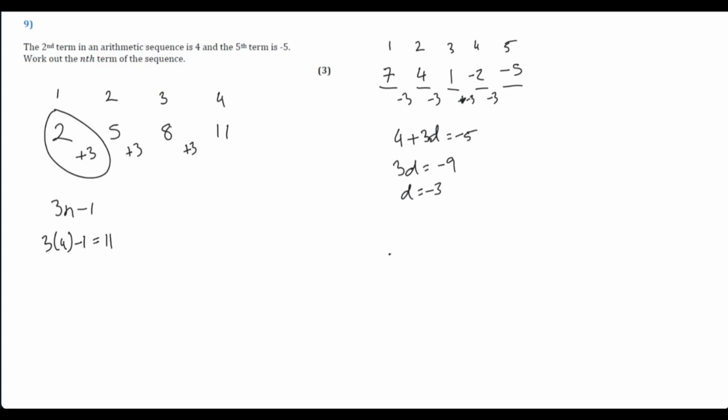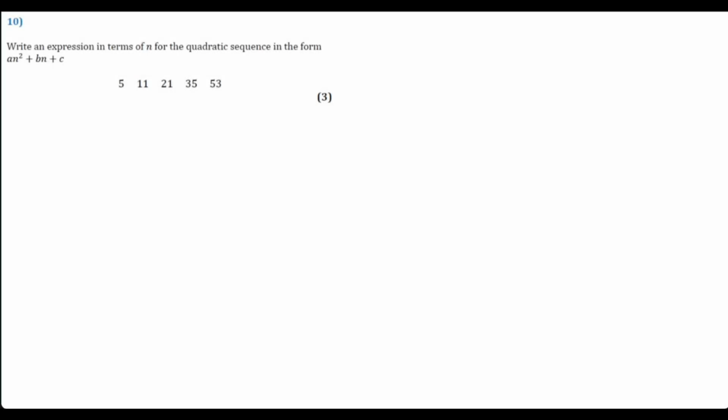Okay, so minus 3n, and then remember, the first term take away the common difference. But do be careful here. This is a negative 3 already, so it's 7 minus minus 3. So minus 3n plus 10. That's finished. Question number 10.